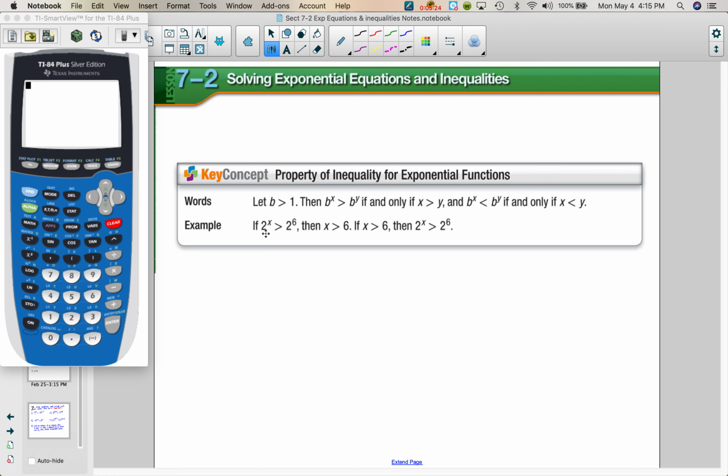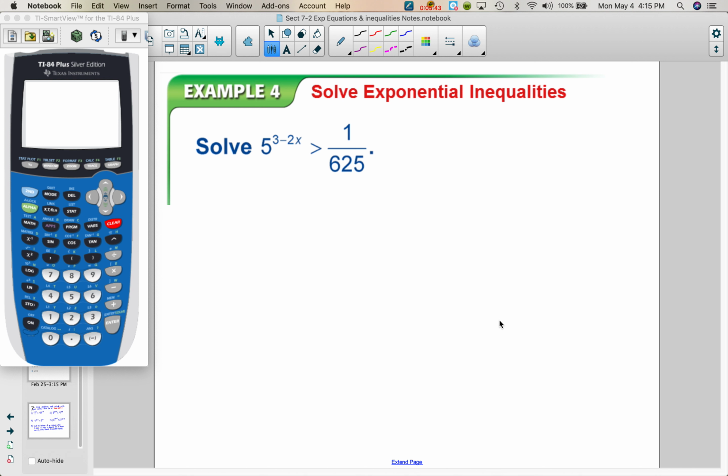And this is just saying if 2 to the x power is greater than 2 to the 6 power, then that means x is greater than 6. Okay? And it goes the other way too. If x is greater than 6, then that means 2 to the x power has to be greater than 2 to the 6 power. So it goes both ways. That's what if and only if means, that it goes both ways. So let's make use of that.